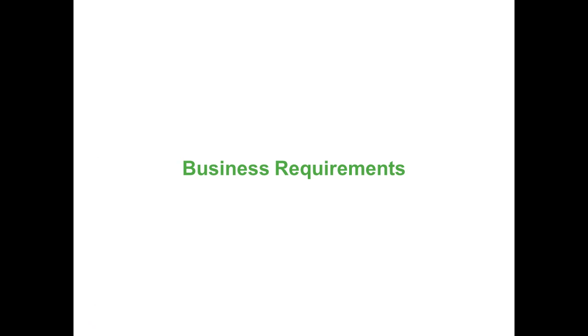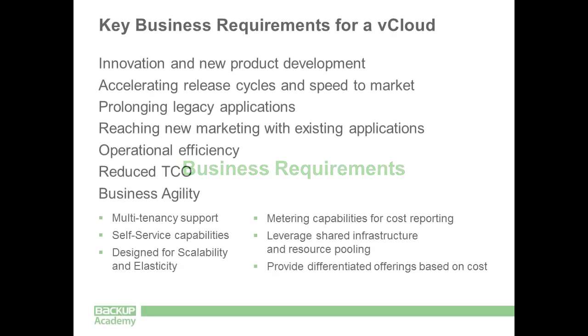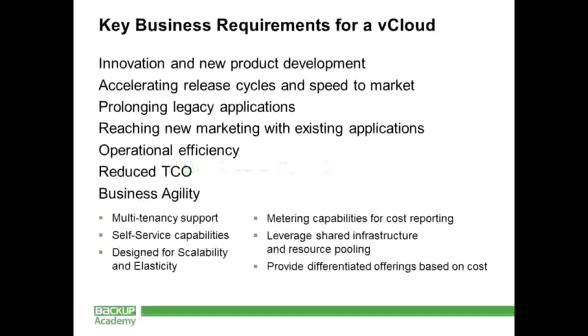So let's start by looking at the business requirement and why enterprises are currently looking to deploy vCloud Director into their production environments. So what are the key business requirements? Well, some of the main bullet points you can see on the slide here. One of the key ones is business agility. And a lot of people are saying, well, what actually is business agility? It sounds really nice, but what is it? So business agility, you can see there's a list of bullet points there that show you these.